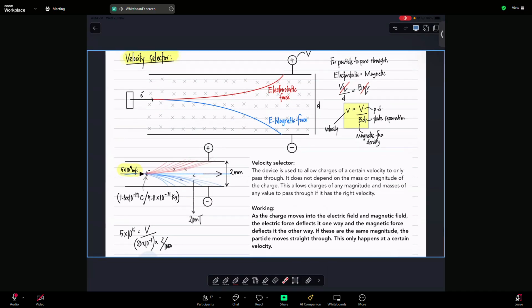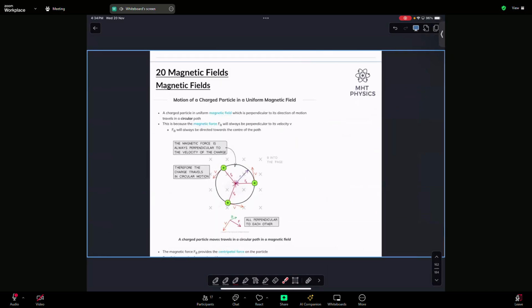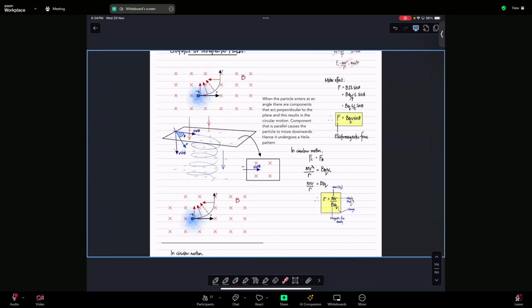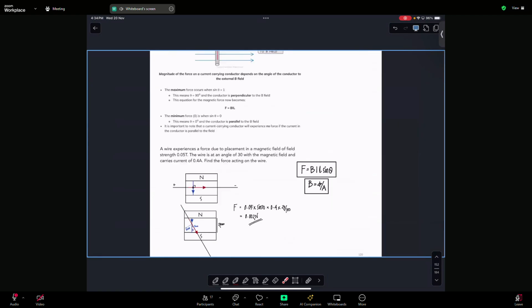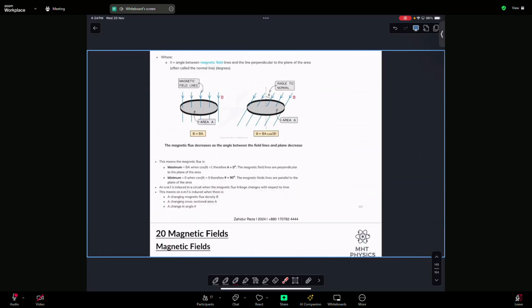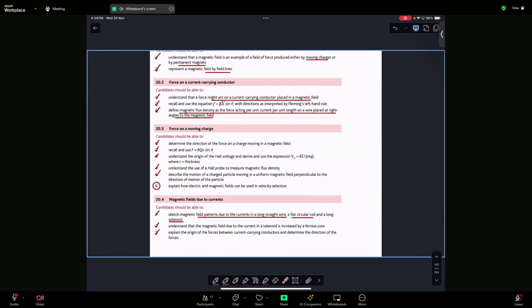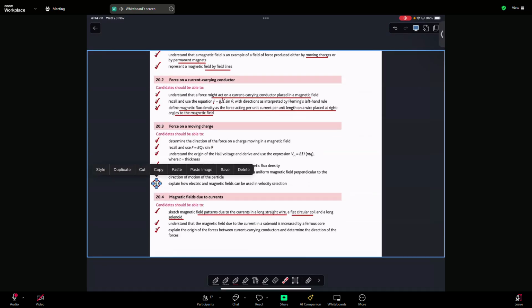Clear? Okay, so with that we are done with charges in magnetic field. Obviously, if you go through the question paper, we will find interesting questions out there, but this is the core requirement of your syllabus.